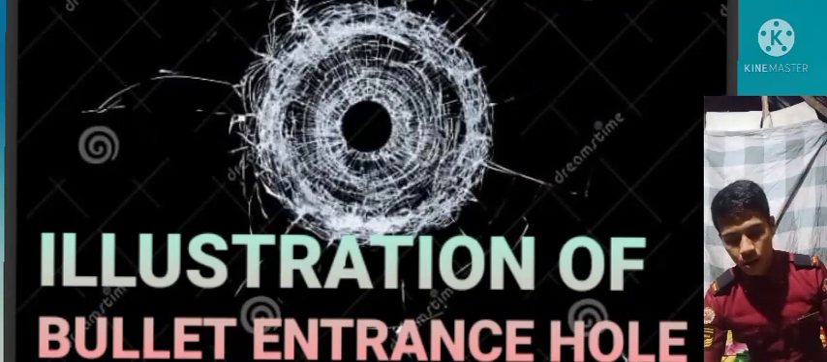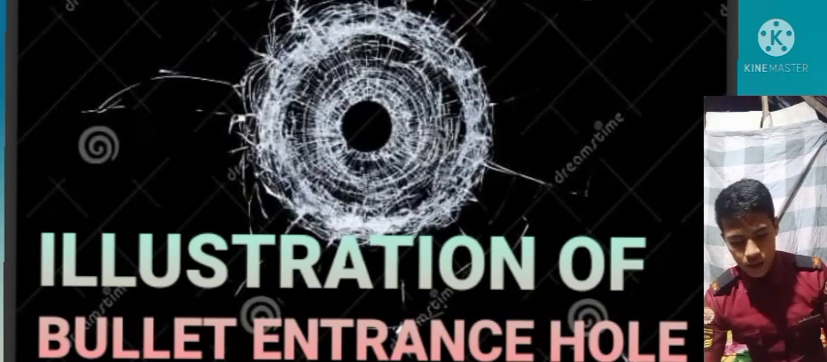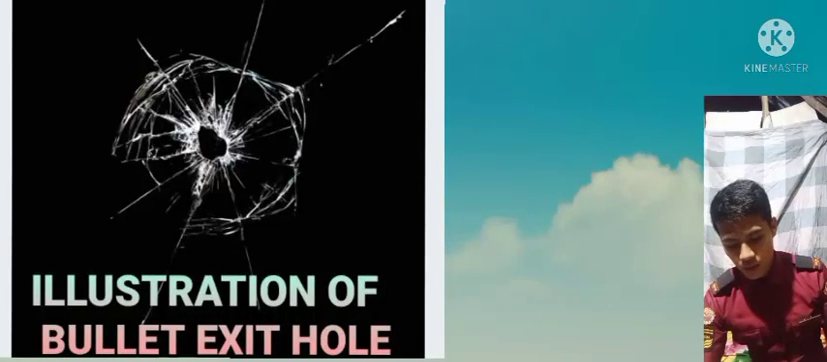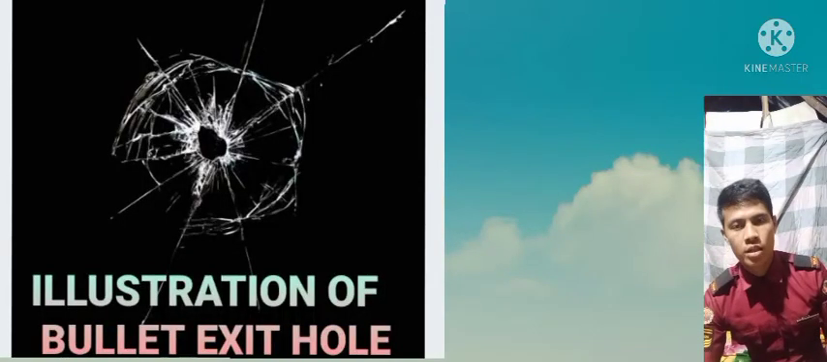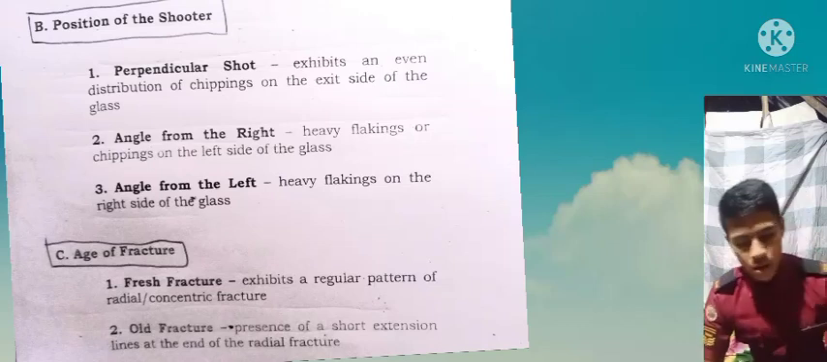And on the other hand, this is the illustration of a bullet entrance hole. This is the example image, and this is the example image of an illustration of a bullet exit hole. And on the other hand, position of the shooter.